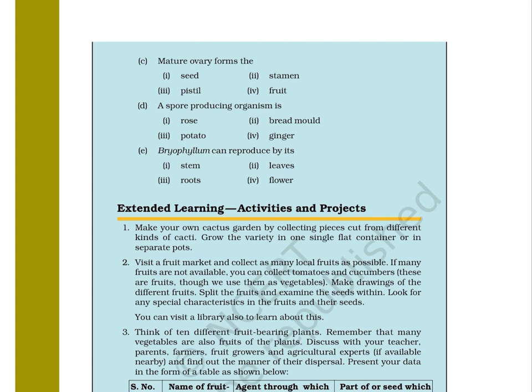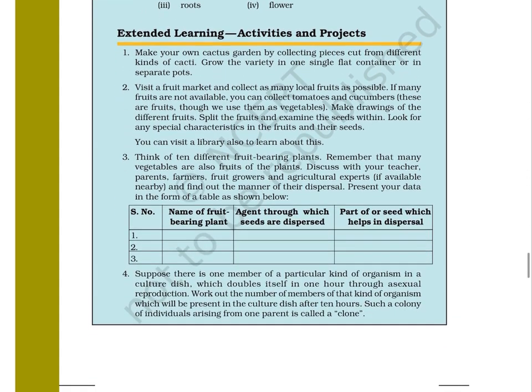Extended learning, activities and projects. 1. Make your own cactus garden by collecting pieces cut from different kinds of cacti. Grow the variety in one single flat container or in separate pots. 2. Visit a fruit market and collect as many local fruits as possible. If many fruits are not available, you can collect tomatoes and cucumbers. These are fruits, though we use them as vegetables.